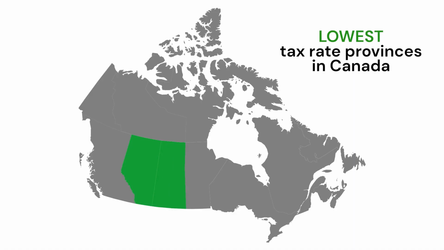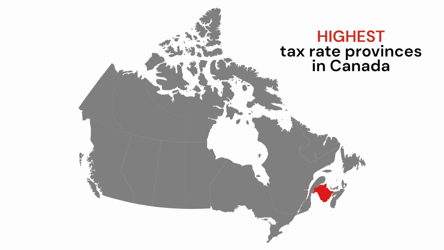Now, this is important to know because some provinces have more favorable tax rates than others. For instance, the top 5 provinces and territories with the lowest tax rates in Canada include Alberta, Saskatchewan, Northwest Territories, Yukon, and Nunavut. And the top 5 provinces with the highest tax rates include New Brunswick, Newfoundland and Labrador, Quebec, Prince Edward Island, and Manitoba. In other words, if you had a salary job that paid you $100,000 per year, you would have a higher take-home pay or net income if you lived in Alberta compared to New Brunswick, meaning you would get to keep a lot more of your paycheck if you lived in Alberta.